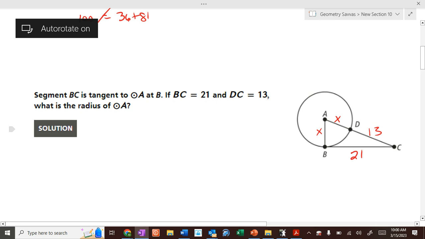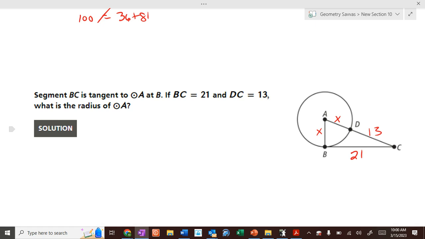Well, we can figure it out by using the Pythagorean theorem. So, what's C here? If C squared equals A squared plus B squared, what's C? We got X and we got 13, right? Do we add, subtract, multiply, or divide those two? Add them. So we have (X + 13) squared equals X squared plus 21 squared. The right side of the equation is easy. The left side, not so much. Because when you have a quantity squared, you have to take it times itself.